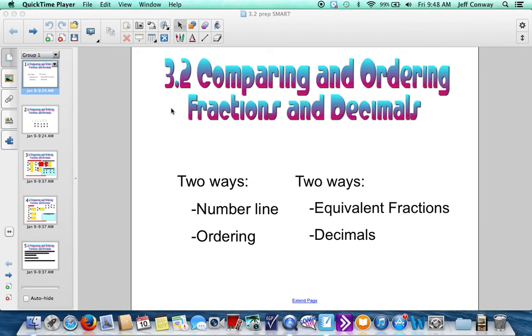There's two ways we can do that. We can use equivalent fractions, which we've discussed, fractions that are not necessarily the same, but are equal in some way, or turn them into decimals.